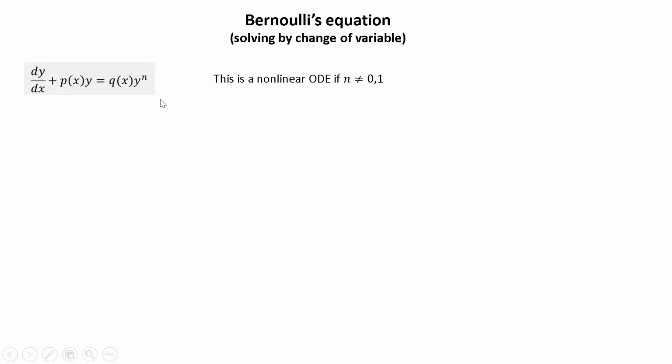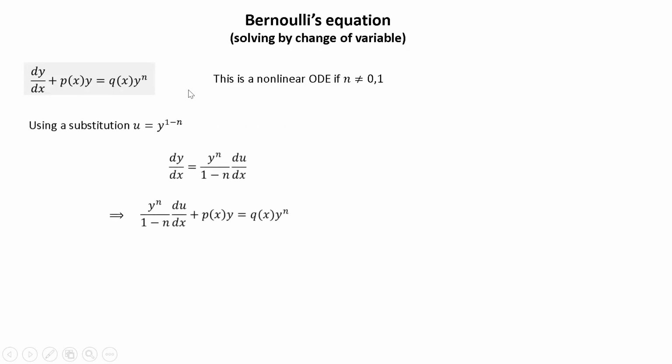separation of variables. However, now we are trying to deal with the general case, where n can be not just 0 or 1, so it can be 2, 3, 4, or even 1/2, 3 divided by 2, any number. Then the trick is to let a new variable, u equals y to the power 1 minus n.